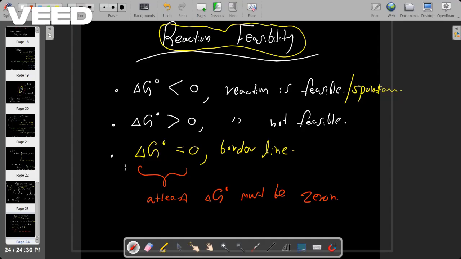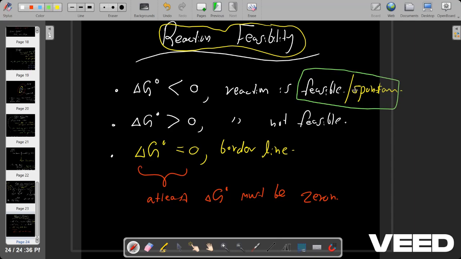Feasibility and spontaneity are similar actually. Not the same, but similar. They give the same meaning. If the reaction is feasible, the reaction is spontaneous, automatically happening. If the reaction is not feasible, the reaction is not spontaneous. Got the point?